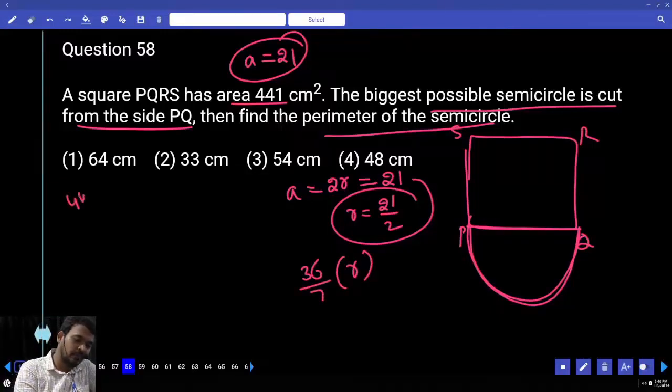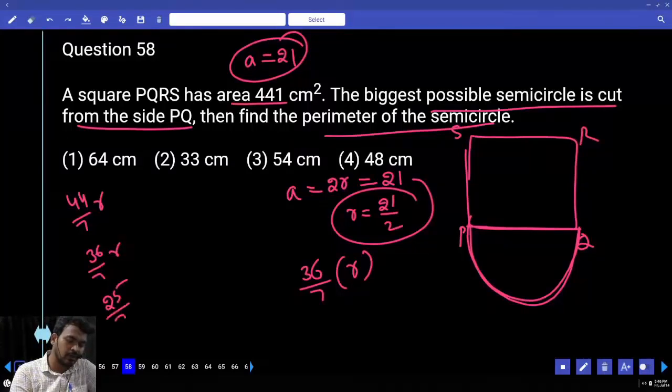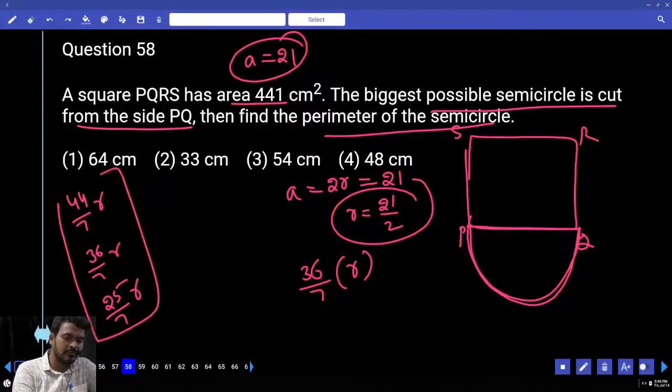Circle, 44 by 7 into R. Semicircle, 36 by 7 into R. Next, quadrant, 25 by 7 into R. Circle circumference, 44 by 7 into R. Semicircle circumference, 36 by 7 into R. Quadrant circumference, 25 by 7 into R.